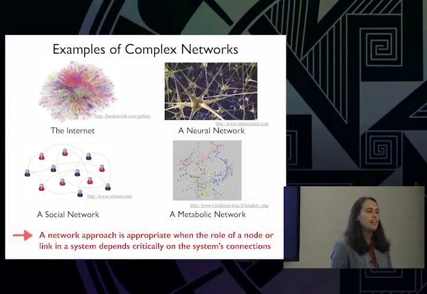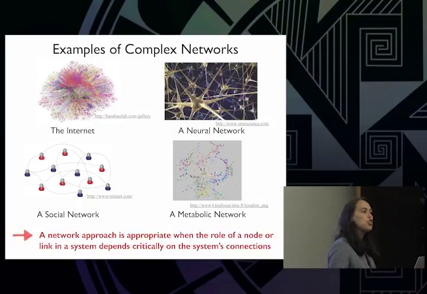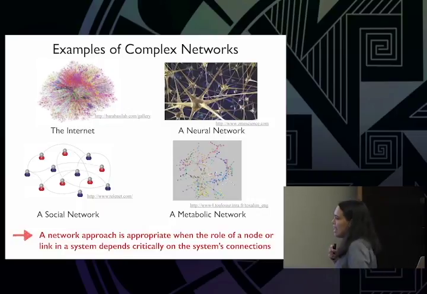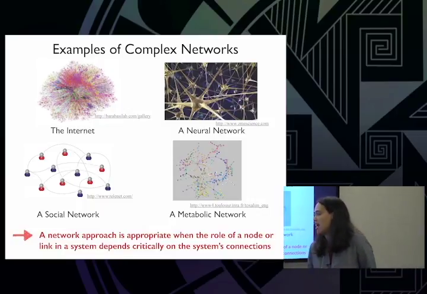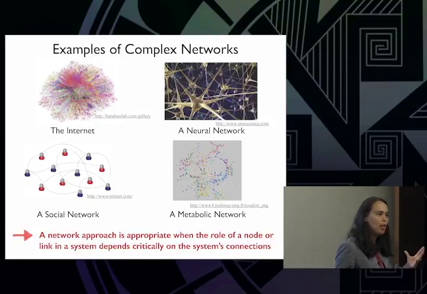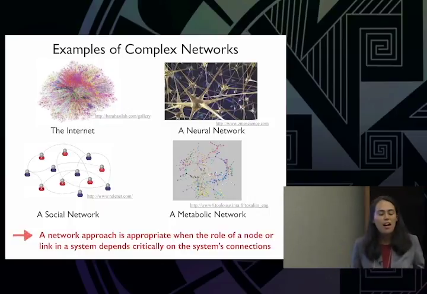So a metabolic network is an example. Here, the nodes are chemicals, and two chemicals would be connected by a link if they participate in a reaction together. But then there are a lot of systems that aren't really networks that you can turn into a network problem, but you'd almost be doing that artificially.